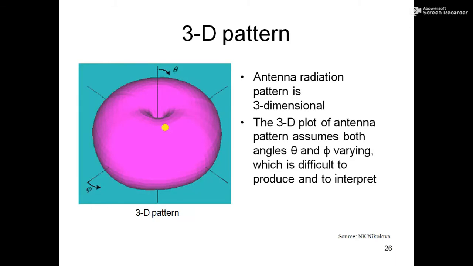So the antenna radiation pattern is 3D, three dimensional. The 3D plot of antenna pattern assumes both angles theta and phi varying, which is difficult to produce and to interpret. So you can see there is a problem here because it is a three dimensional problem and we cannot see the back of this, right? Because if we plot it on a paper, then we cannot have a full view of the 3D object on a 2D paper.